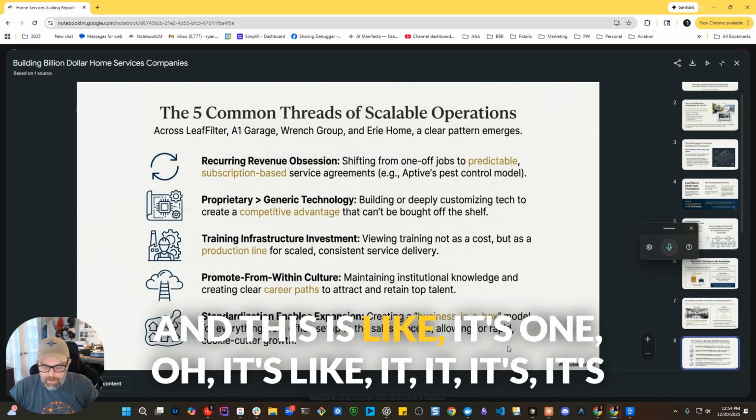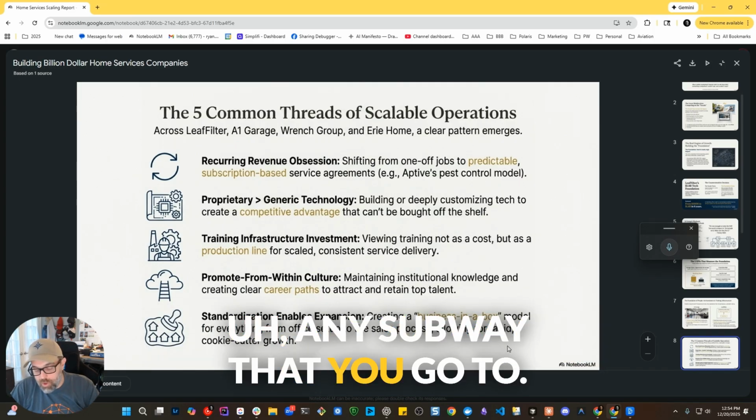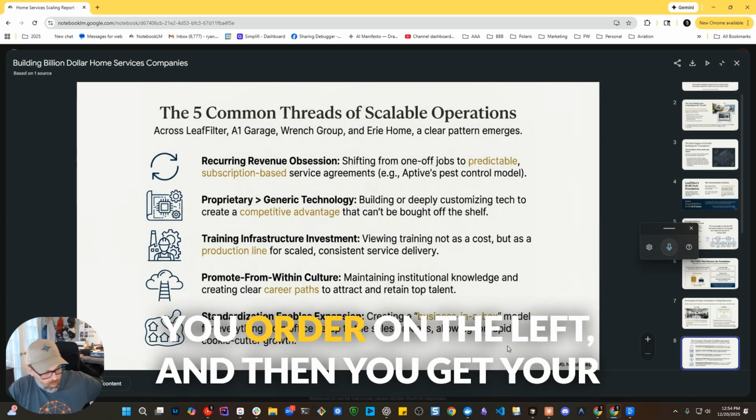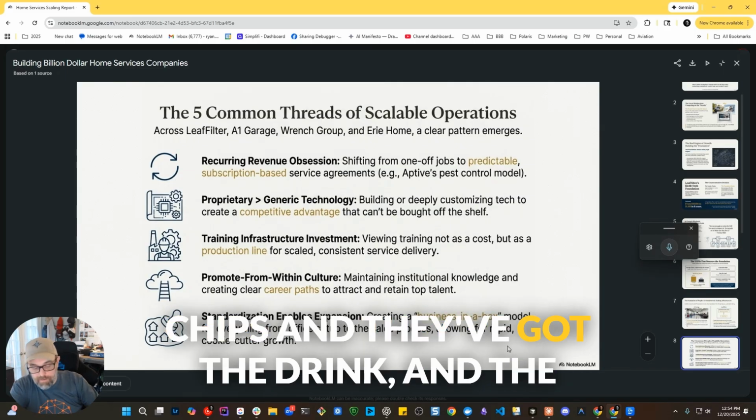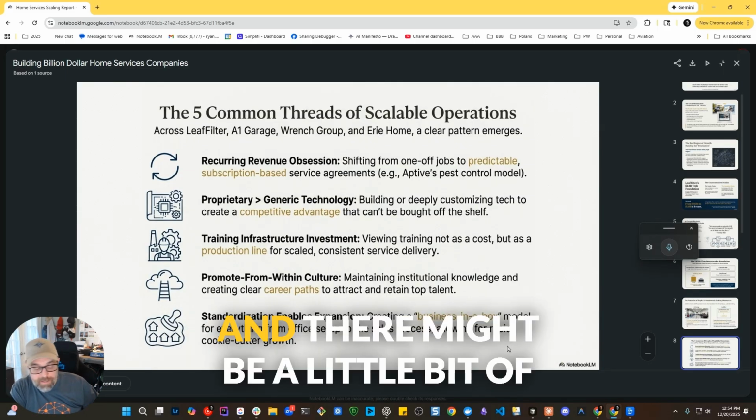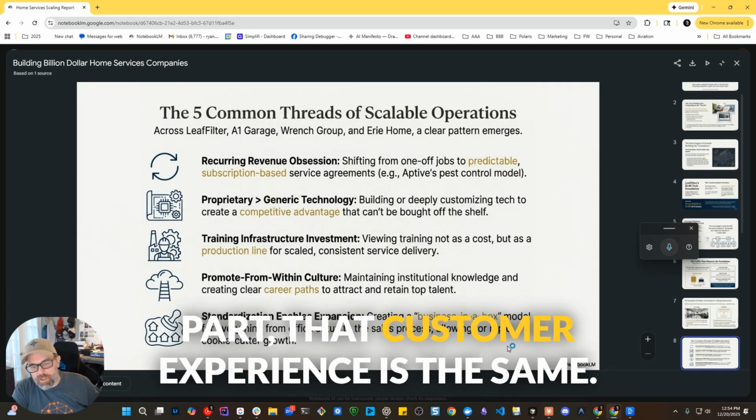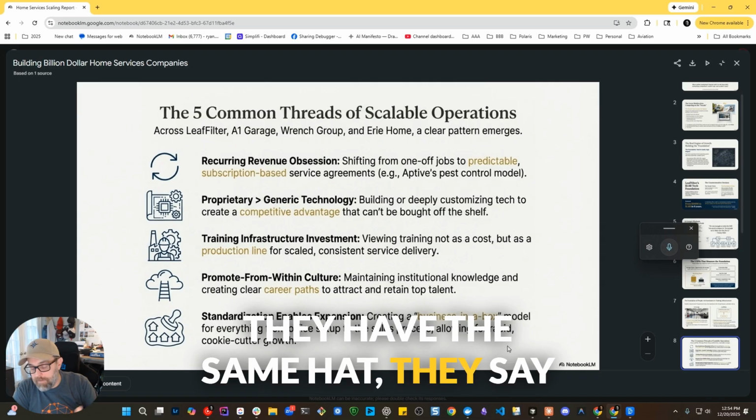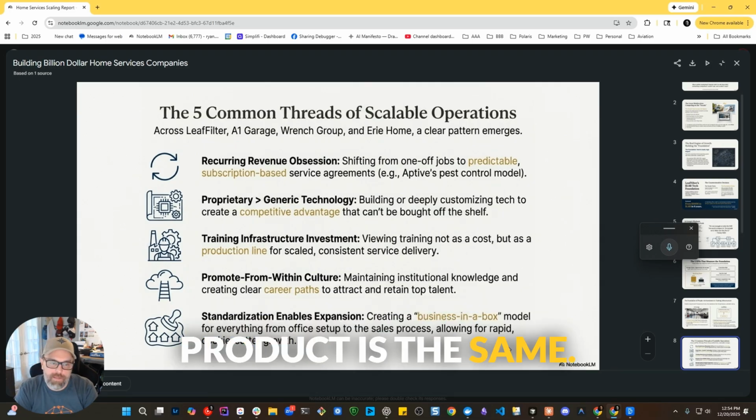This is franchising 101. Any Subway that you go to, the order at the counter is the same. You order on the left, and then you get your sub over on the right. And they've got the chips, and they've got the drink, and the combos are the same. There might be a little bit of regional variation, but for the most part, that customer experience is the same. It's the same logo. They have the same hat. They say the same things. The process is the same, and the product is the same.